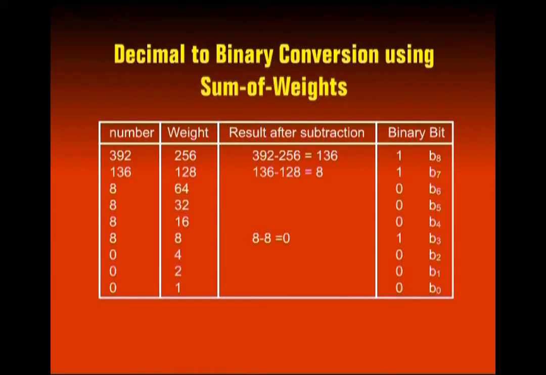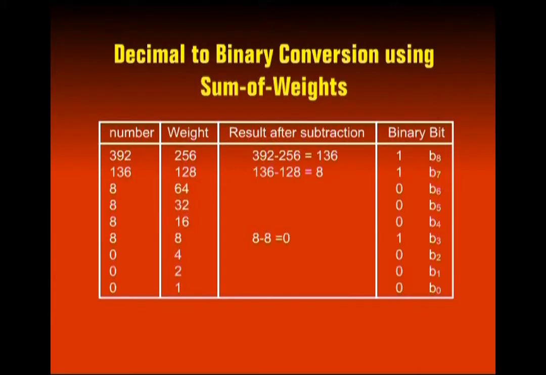The weight 256 is subtracted from 392 to result in 136. The next highest weight, which is smaller than 136, is determined, which in this particular case is 128. Thus, another one is written at bit position 7 to represent the weight 128. The weight 128 is subtracted from the previous result of subtraction, 136, which results in 8. The process of comparing the result with the next highest weight is repeated.